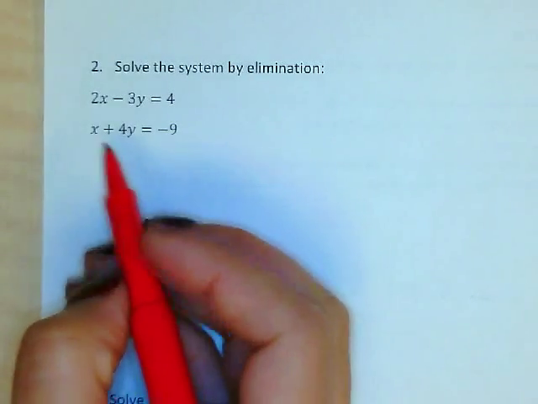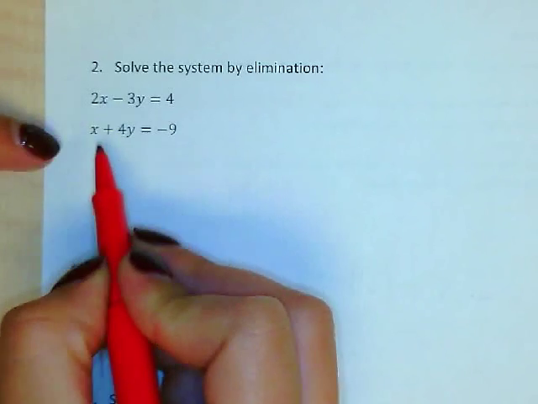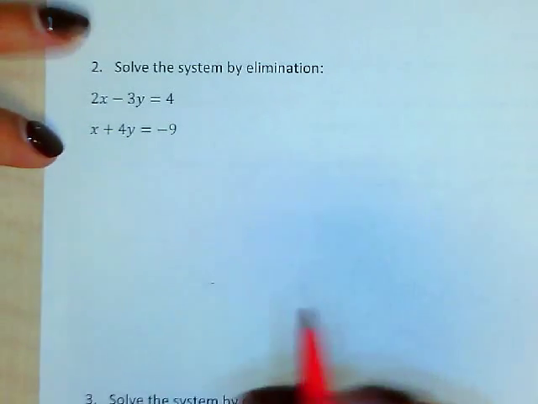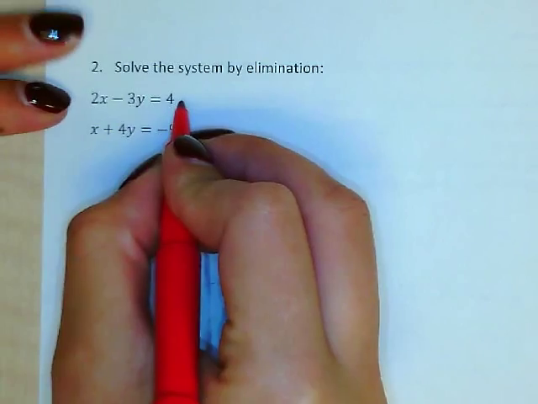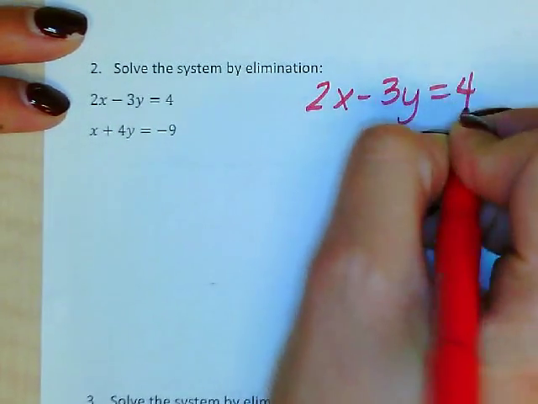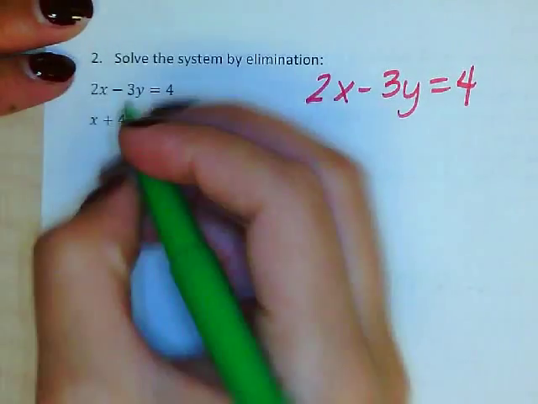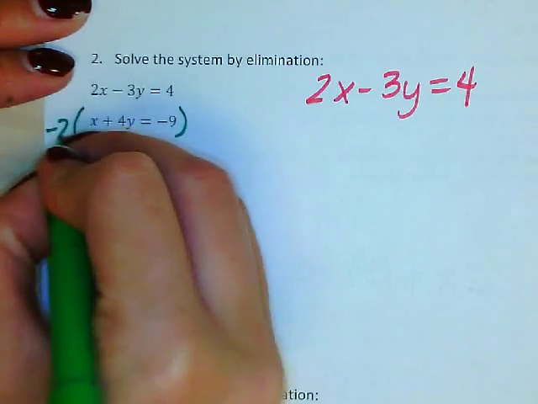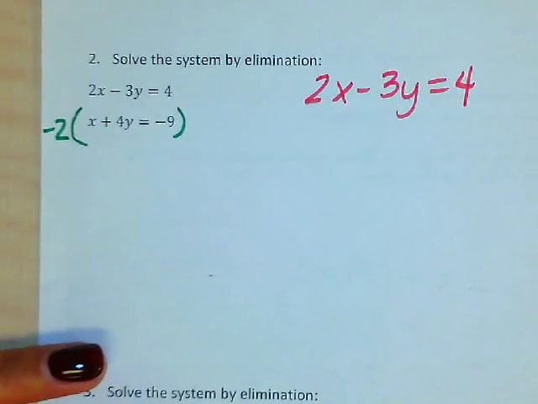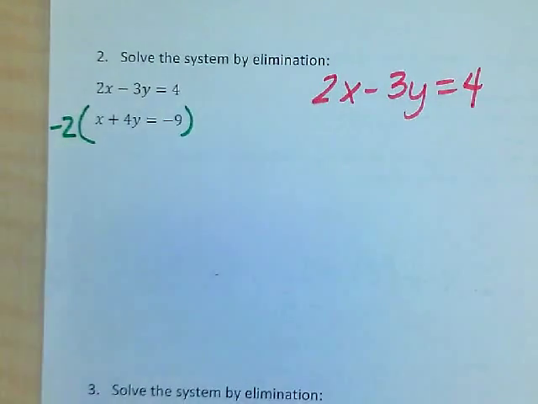I think the easier for me would be to multiply the bottom one by -2, and that would eliminate the x's. So I'm going to go ahead and do that. The first one, nothing happened to it, so I am just going to rewrite it here on the side. The bottom one, I will multiply by -2. So that means that every term on that one, I would have to multiply by -2.